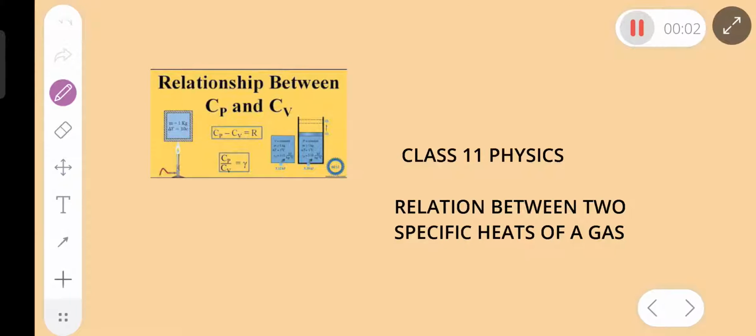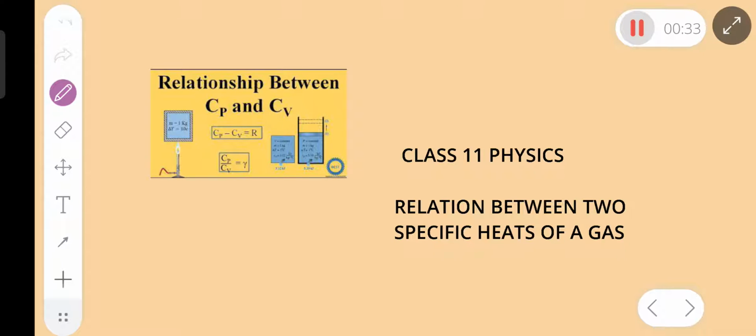Good morning, everyone. Today we will study the relationship between two specific heats of a gas, which is known as Cp and Cv. Cp here means specific heat at constant pressure, and Cv means specific heat at constant volume. This relation is also known as Maier's relation. So today we will derive the relation between these two specific heats, Cp and Cv.